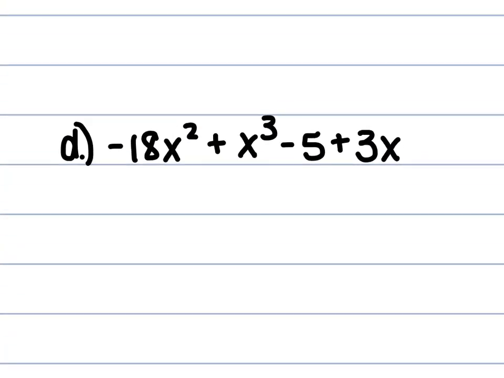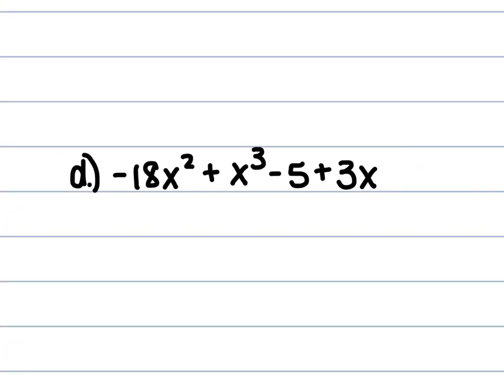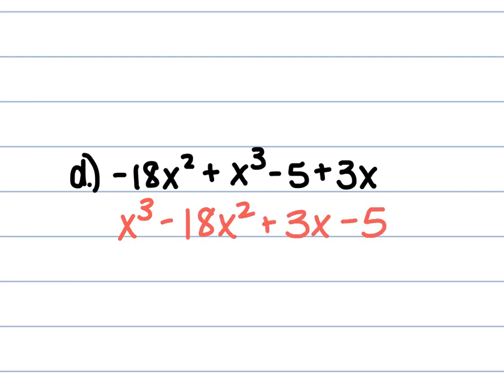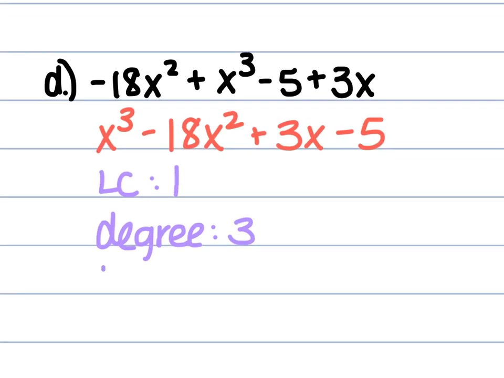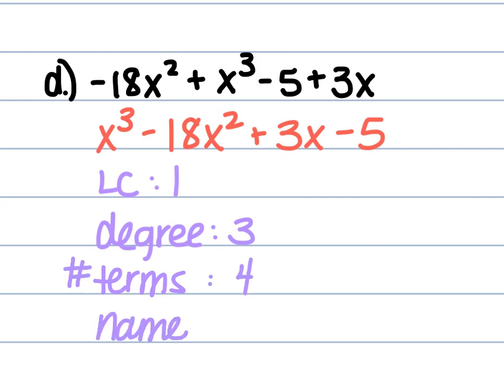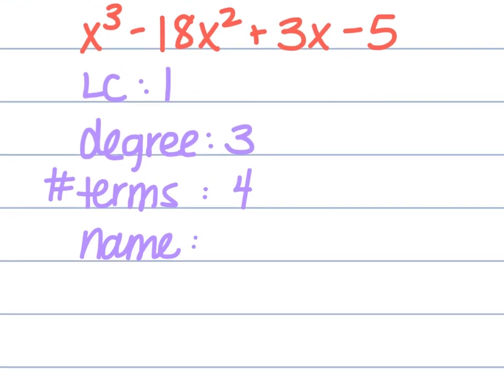For D, we have negative 18x squared plus x cubed minus 5 plus 3x. Again, put it in standard form. We have x cubed minus 18x squared plus 3x minus 5. So our leading coefficient, we don't have a number in front of that x cubed, so it's going to be an invisible 1. So our leading coefficient is 1. Our degree is 3. The number of terms is 4. So the name is a cubic polynomial.